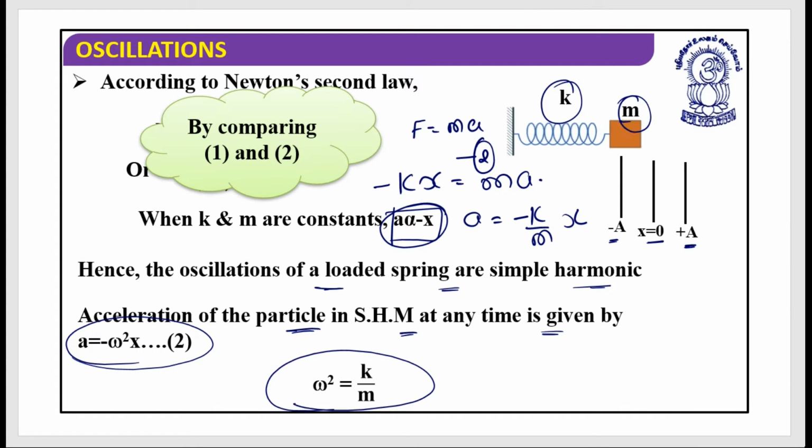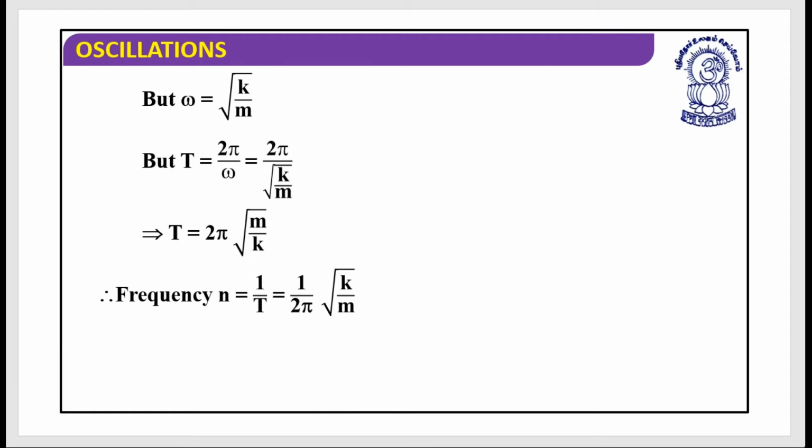From this, omega square equals k by m. So omega equals root of k by m, and we know that omega equals 2 pi by T. From this, T equals 2 pi by omega, which is 2 pi divided by root of k by m. So T equals 2 pi root of m by k.